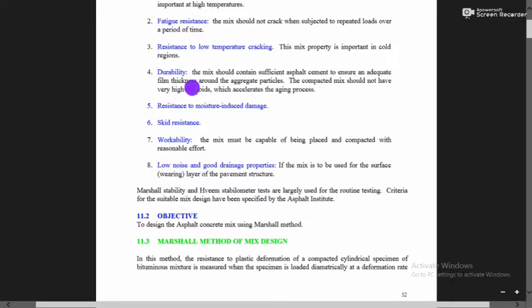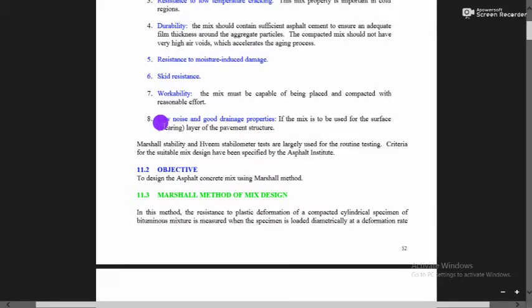4. Durability. The mix should contain sufficient asphalt cement to ensure an adequate film thickness around the aggregate particles. The compacted mix should not have very high air voids, which accelerates the aging process. 5. Resistance to moisture induced damage.